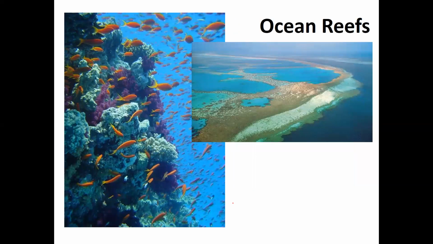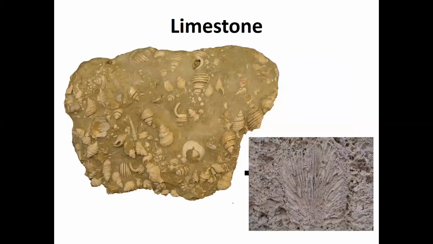So ocean reefs, organic reefs, where the exoskeletons made of calcium carbonate of organisms like coral or snails or clams, oysters, and so forth, accumulate and get buried, compacted, lithified. They can form limestone. In this case, this is fossiliferous limestone because we can see the visible fossils. Most of these fossils are snails.